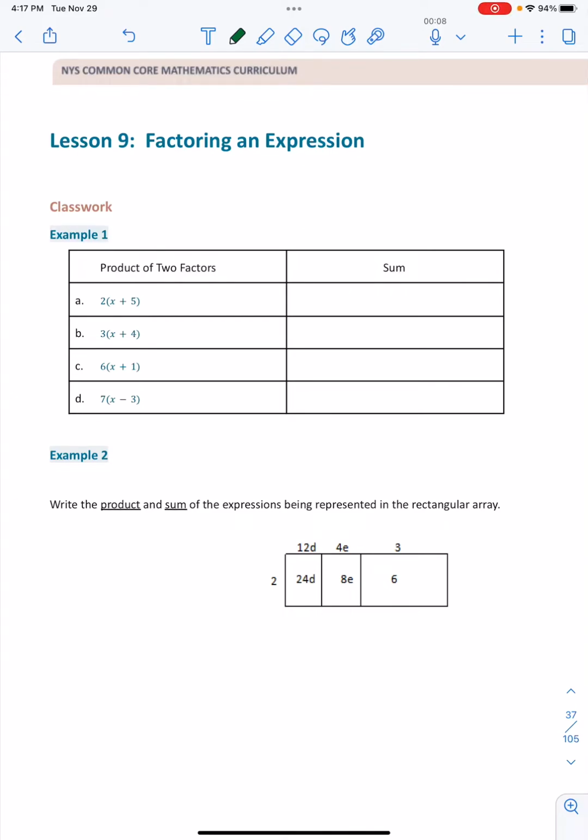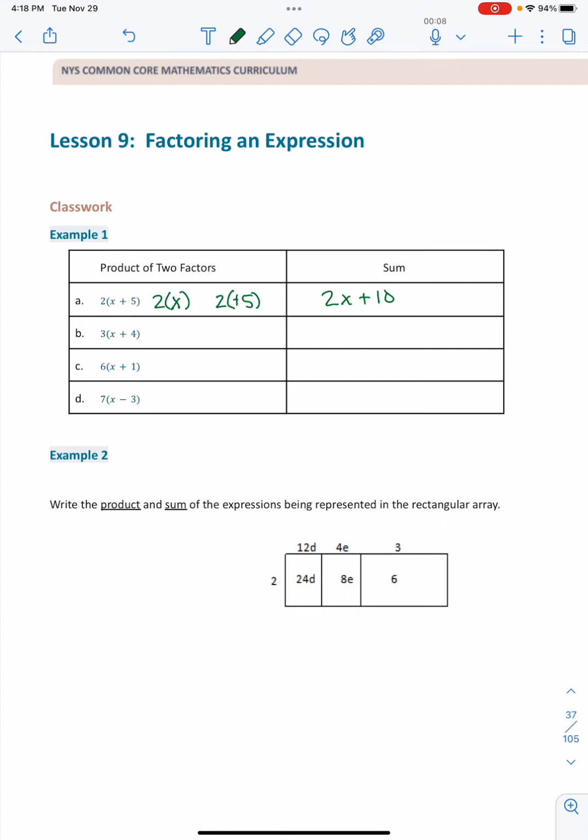Lesson 9, factoring an expression. So example 1, the product of two factors. When you have the product of two factors, you're distributing. So you have 2 times x, and then 2 times 5. So the sum of that would be 2x plus 10.